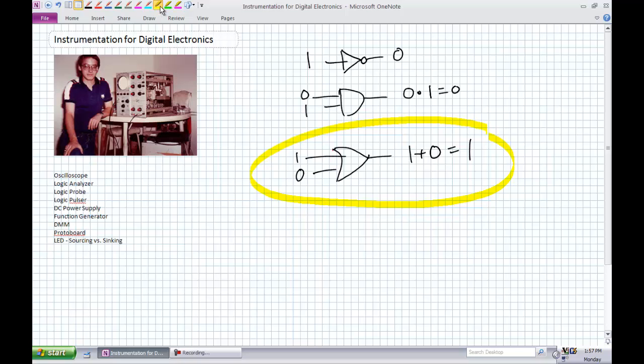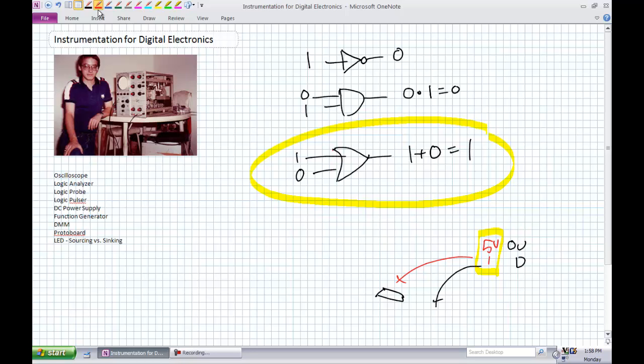Your DMM is your logic probe. All you do is take the black lead, put it in reference to ground, your red lead, put it on the output of whatever circuit you're trying to test. And that thing is going to say 5 volts, or it's going to say 0 volts. 0 volts, obviously a 0. 5 volts, obviously a 1. There is the DMM. That's your logic probe.